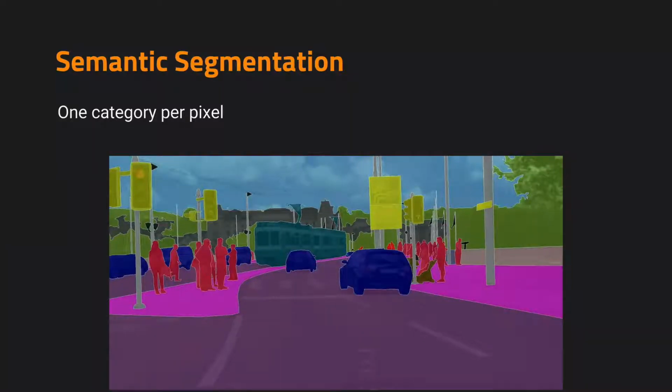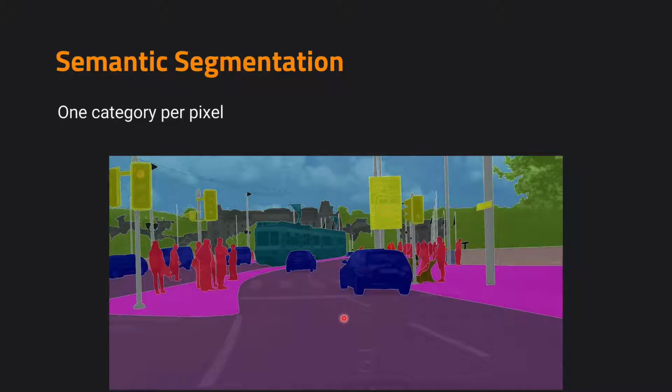Now let's talk about semantic segmentation. The task is to assign one label to each pixel, and usually the label indicates the semantic meaning of that underlying object. For example, in this image, we want to assign all the pixels of a car to the car label, and assign all the pixels of the road to the same label.